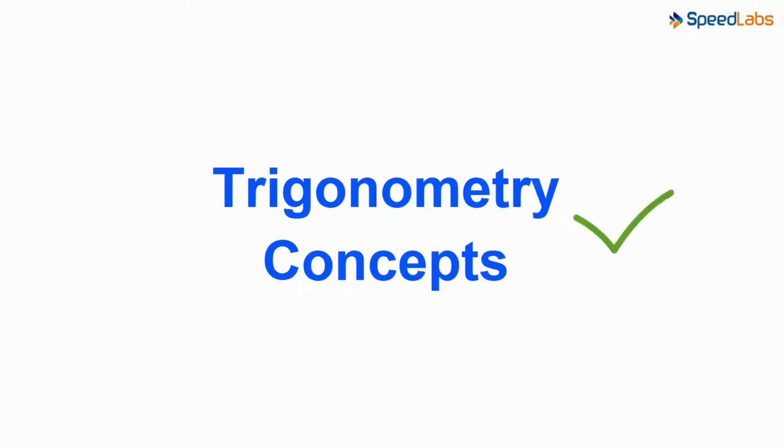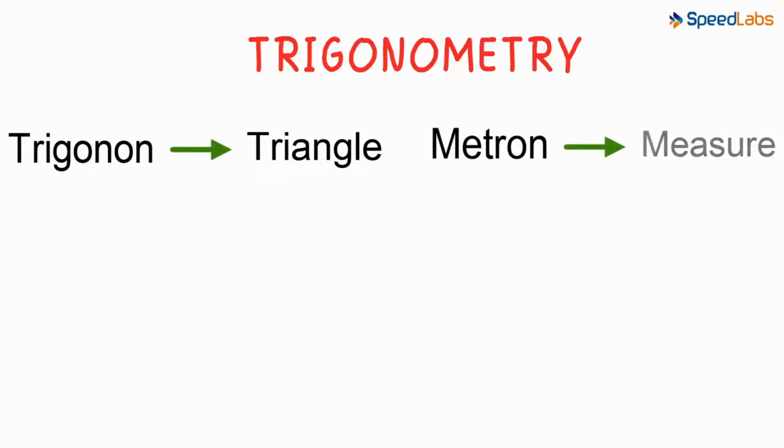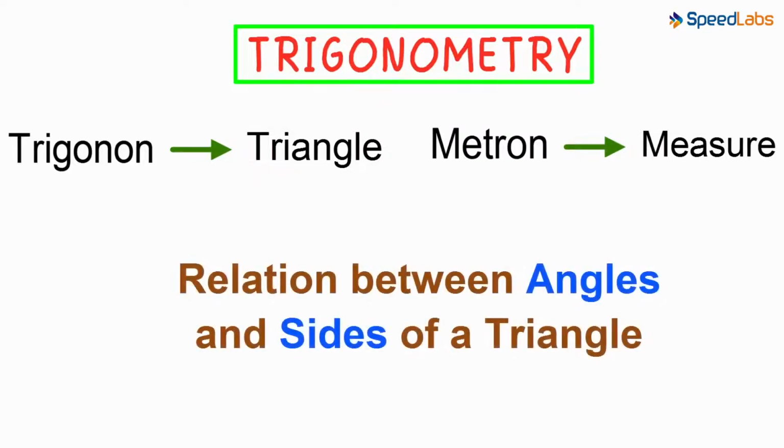Previously, we have studied various concepts in trigonometry. In this video, we will review those concepts. The word trigonometry is derived from Greek, where trigonon means triangle and metron means measure. It is simply the branch of mathematics that describes the relations between angles and sides of any triangle.